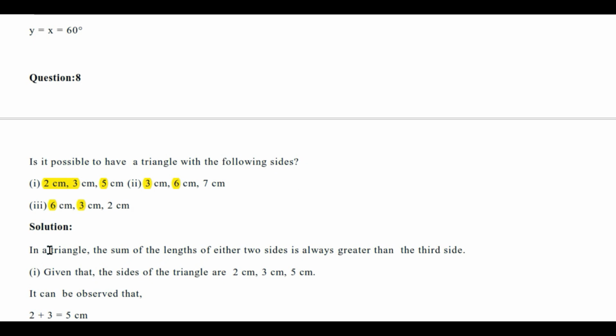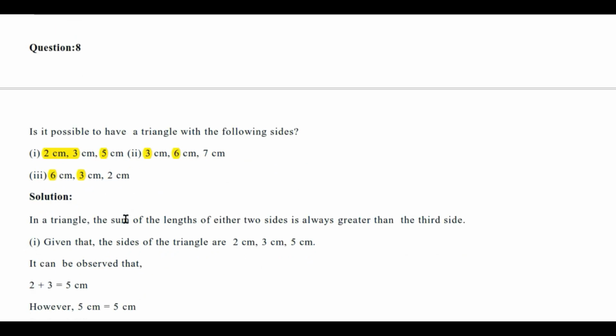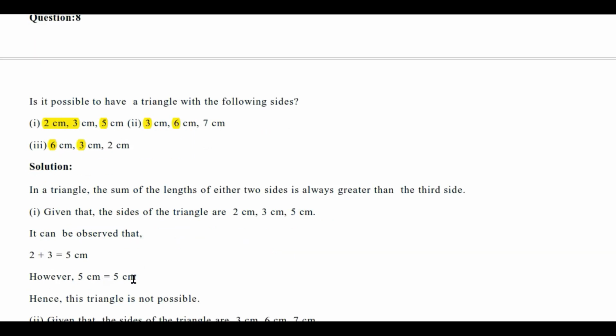See the solution, how you have to write in your copies. In a triangle, the sum of the lengths of any two sides is always greater than the third side. Given that the sides of a triangle are 2 cm, 3 cm, 5 cm, it can be observed that 2 plus 3 equals 5. However, 5 cm is equal to 5 cm. This is not possible. So beta, if you have any doubt on the wording, you can listen again and again till you get what I said. Okay, you can rewind it and play it again.